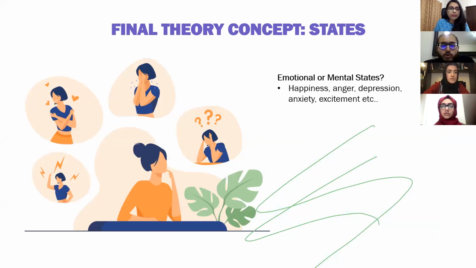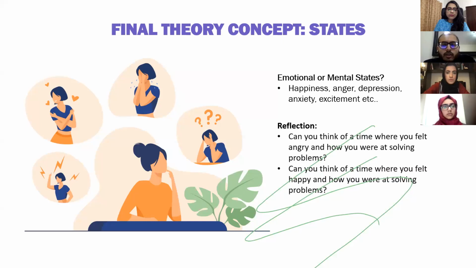Final theory: emotional and mental states. I think we've discussed this already as well. Emotional and mental states are things like happiness, anger, depression, anxiety. A question to ask yourself is: if you were angry and tried solving a problem, versus a time when you were happy and calm and tried solving a problem, I'm sure all of you must have felt a difference in your states.